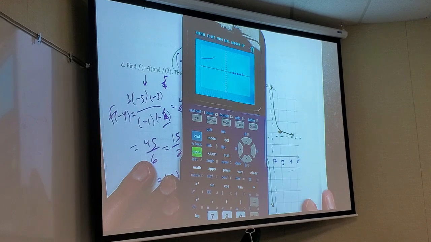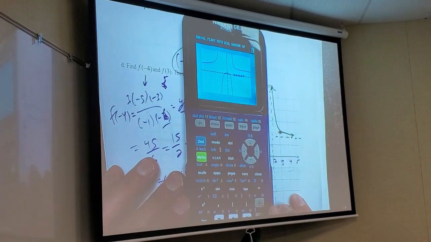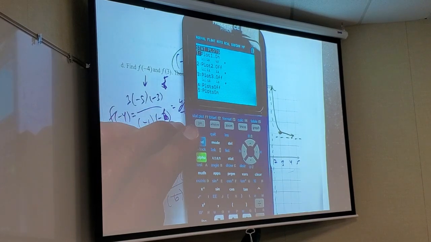Zoom 6. Oh, I got some statistics. Don't worry about these little things. Those are stat points. Let me turn that off. Sorry.